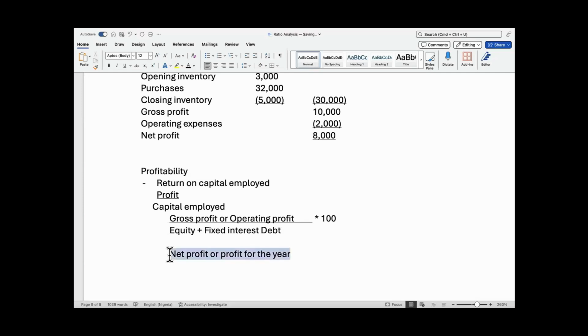Simply use it as equity. And the interpretation is very straightforward. It's just the amount of gross profit or the amount of operating profit that is made on the capital invested. Same thing here too. The amount of net profit or the amount of profit for the year that is made on capital invested. I hope that is clear.